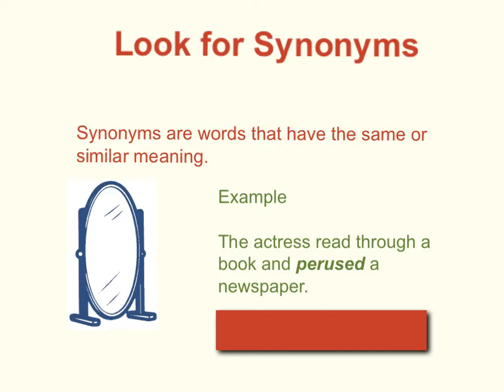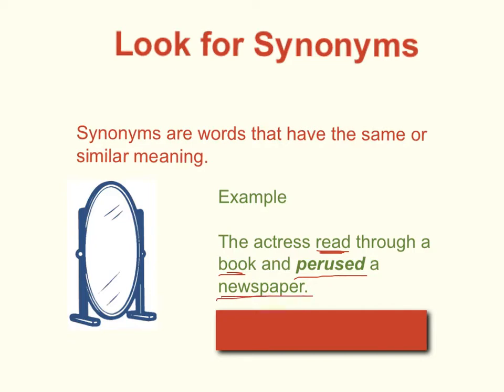Let's look at this example. The actress read through a book and perused a newspaper. Now the word we're looking at here, investigating, is peruse. That's our unknown word. I'm not sure what that means. So let's break down this sentence. What's happening? Well, we have an actress who read a book and perused a newspaper.